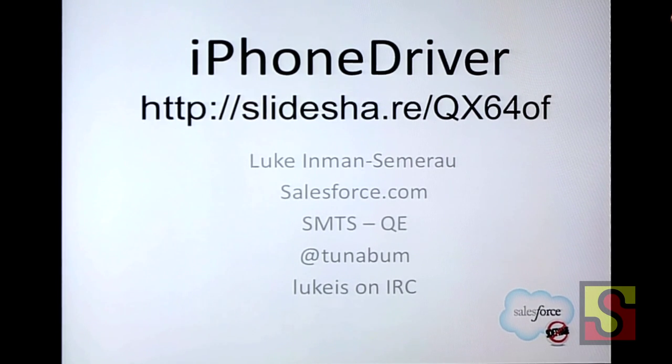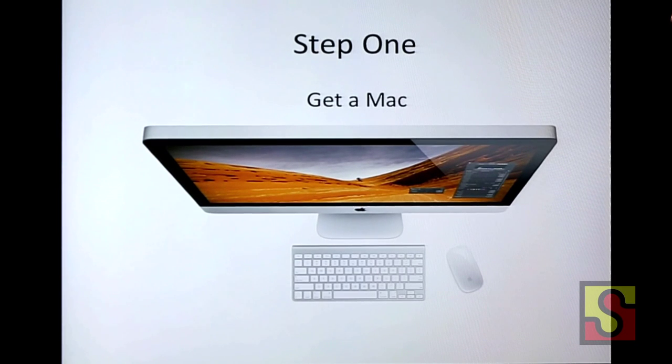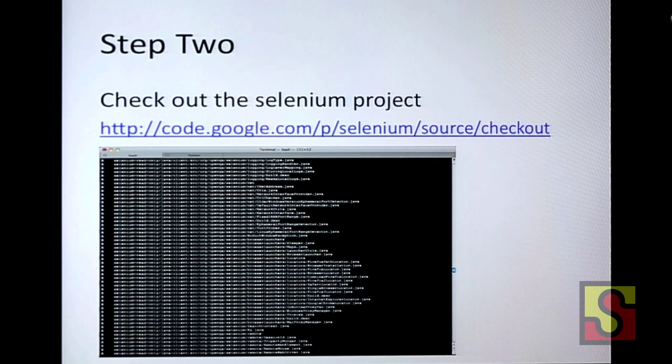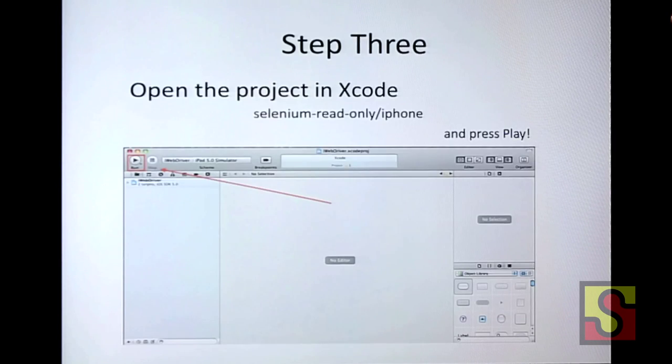So first thing you've got to get, I see many of you have already done this by the show of laptops and tablets, is a Mac, because running the iPhone code and the simulator is only on this one platform, as many of you are well aware. The next step is to check out the Selenium project. You need the entire source tree in order to run, because there are third-party dependencies that we just haven't incorporated into the iPhone project, so be sure to check it all out. JavaScript atoms, those sorts of things.